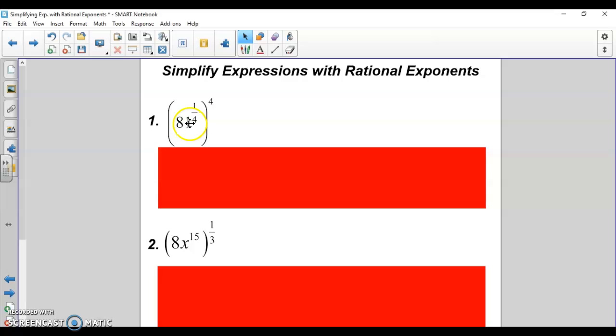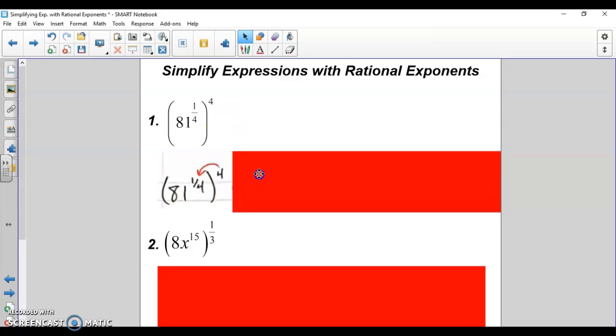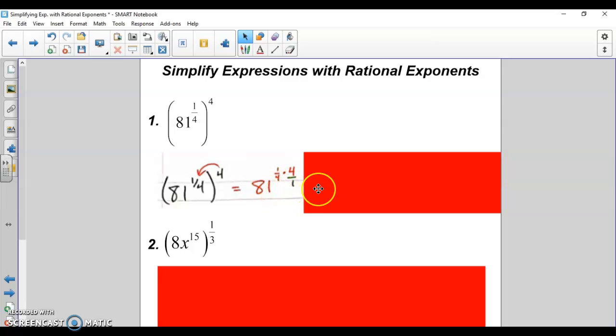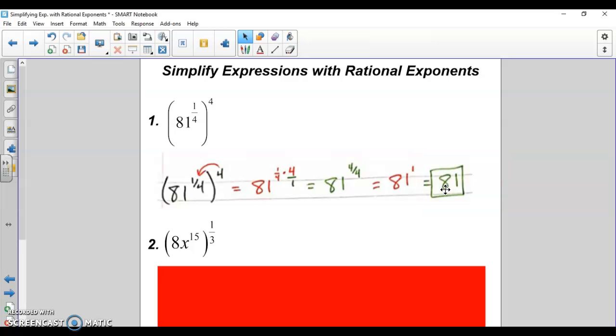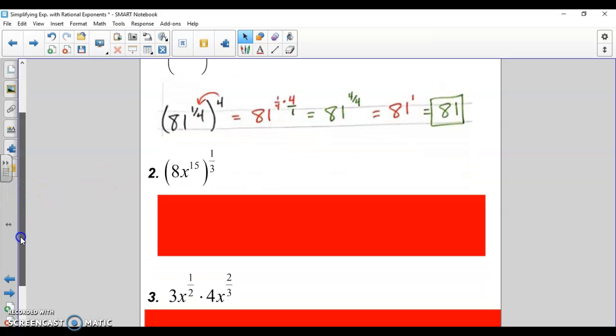81 to the 1/4, all to the 4th power. Deal with the exponent rules first. Exponent rules in this one tell us we can multiply the powers. So 1/4 times 4, and I write stuff out. I'm writing more steps than I need to. I am going to need to see some work, so not as much as I'm showing, but some work needs to be involved. So I multiply those. 1/4 times 4 is just 81 to the first. Showing, again, a lot of extra work, and 81 to the first is just 81. So we got that.